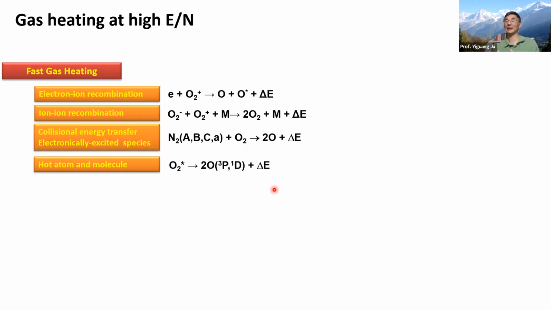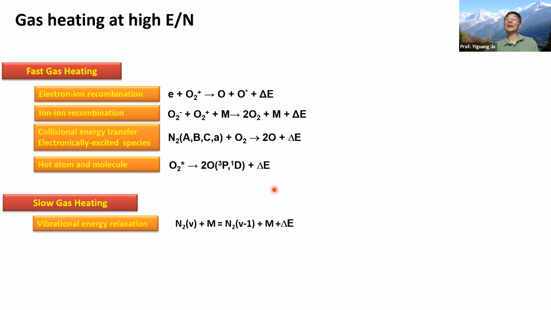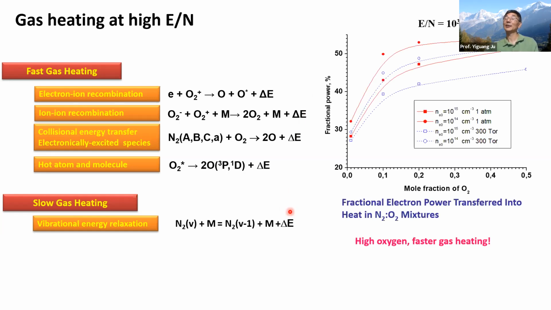All right, fast heating. And slow gas heating is basically when highly vibrational nitrogen collides with a molecule, my vibrational state is reduced and it gives you the energy. So these are the fast gas heating and the slow gas heating, in nanoseconds and in microseconds to milliseconds time scales. This has to be considered in plasma modeling.